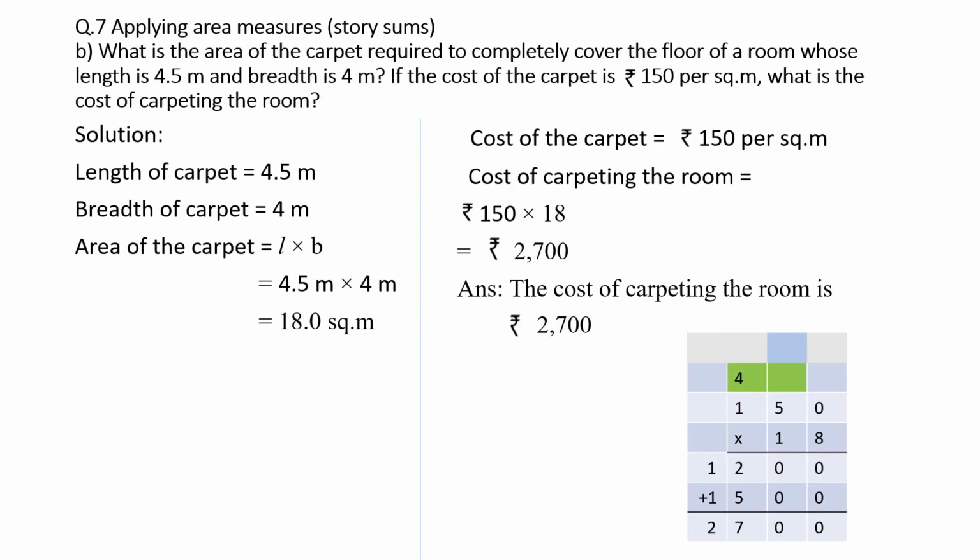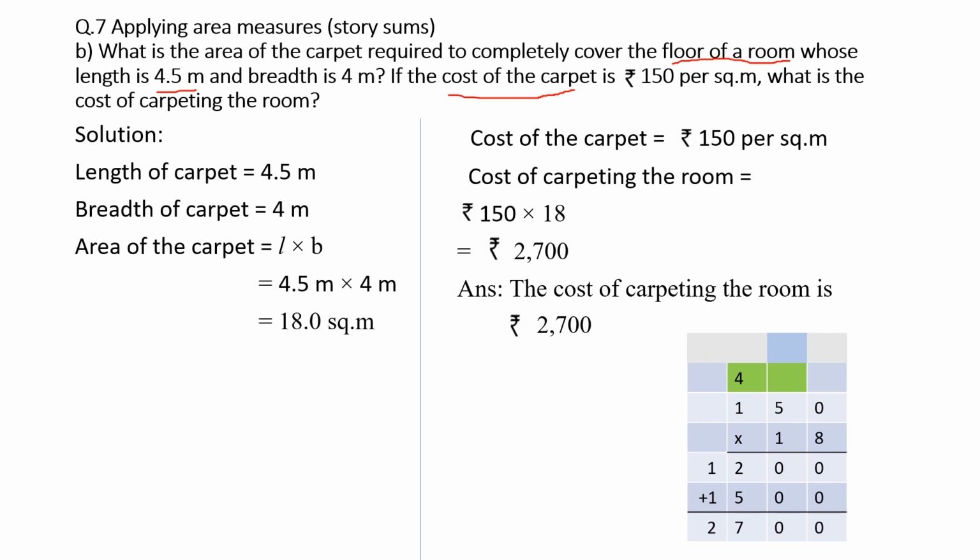Applying story sum. What is the area of the carpet required to completely cover the floor of a room? We have to find the area of the floor of a room, whose length is this much and breadth is 4 meter. If the cost of the carpet is rupees 50 per square meter, what is the cost of carpeting the room? So information is given to us here. Length of carpet 4.5 meter, breadth of carpet 4 meter. Area of the carpet: length into breadth.